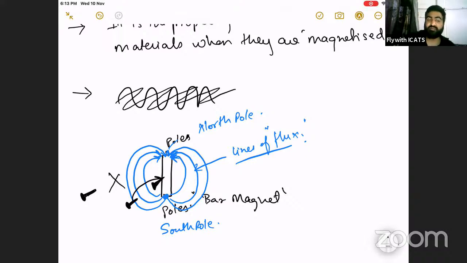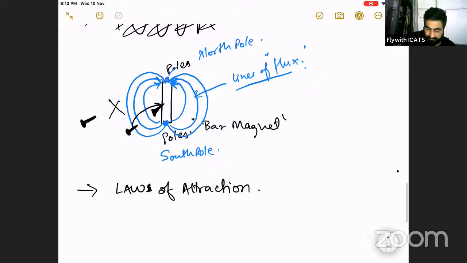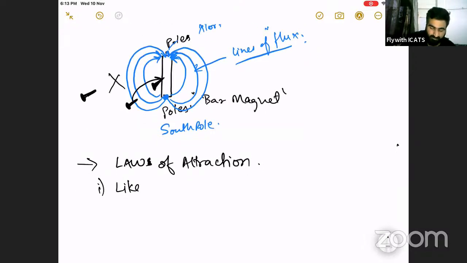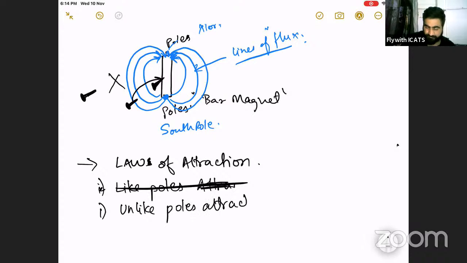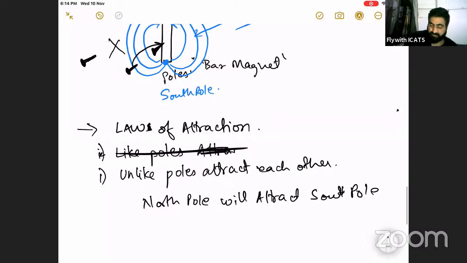Now the attraction will also be governed by certain laws. Whenever magnetism comes up, you have two laws. First is the law of attraction. The law of attraction says unlike poles attract each other. It means the North Pole will attract the South Pole of any bar magnet. Two bar magnets will stick to each other, but the sticking point would be the south pole of one bar magnet and the north pole of the other bar magnet.